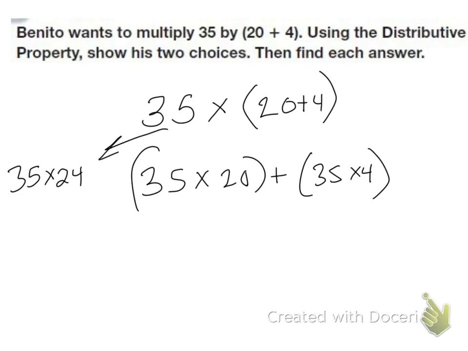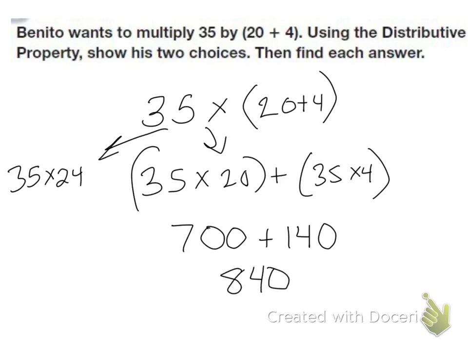Okay, I'm just going to draw arrows. These are his two choices. So if I did 35 times 20, that would equal 700. And then 35 times 4 would equal 140. Okay, so 700 plus 140 equals 840. Okay, so then let's multiply it this way and see if we get the same answer.